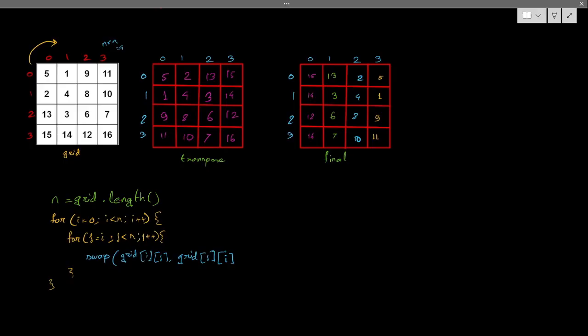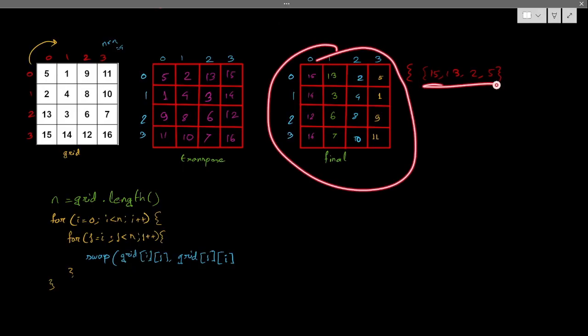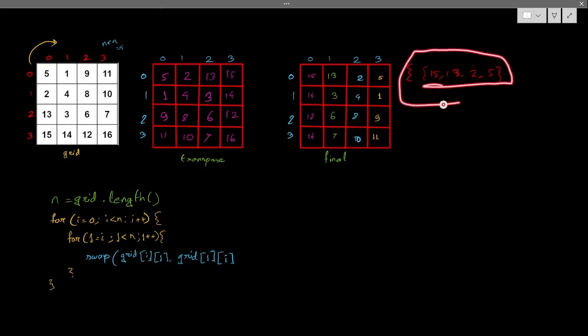After everything is done, I have to iterate one last time and reverse each row. Reverse in the sense of how it is stored in the array. It is shown in the grid: first is 15, then 13, then 2, then 5. This is how it should be stored in the array, or sorry, in the list. So it is stored like this: 14, 3, 4, and 1.